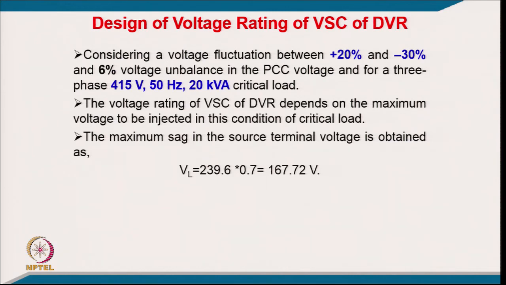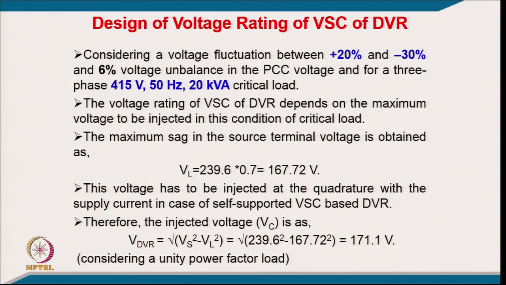So, the voltage rating of the VSC of the DVR depends on the maximum voltage to be injected in this condition of critical load. The maximum voltage sag in the terminal voltage is obtained as the load voltage 239.6 multiplied by 0.7. So, it comes to 167.272 volt, and now this voltage has to be injected in quadrature with the supply in case of a self-supporting DC bus DVR, therefore the injected voltage will be the square root of VS squared minus VL squared. So, this is how you are calculating the DVR voltage.